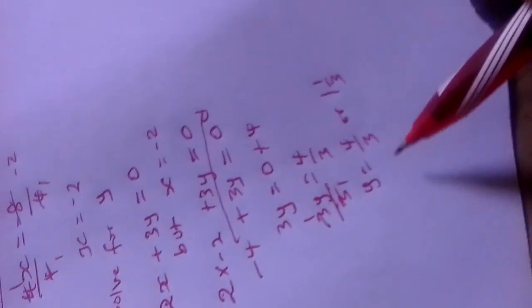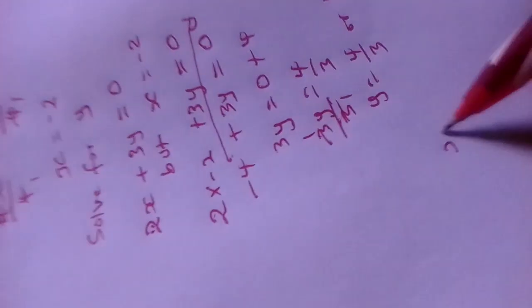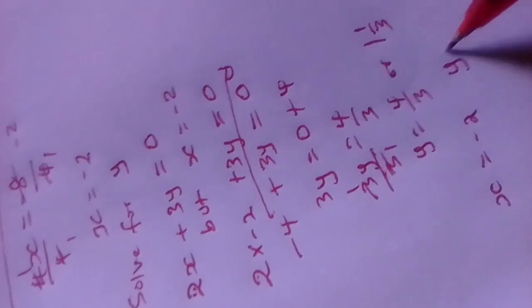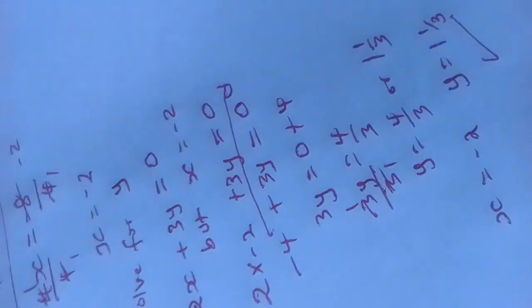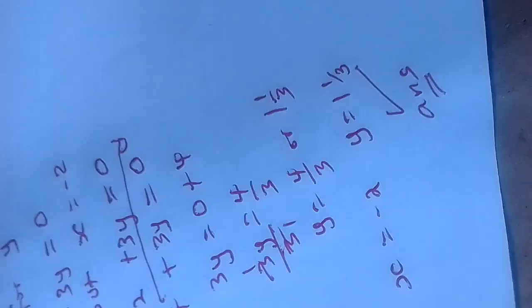So we were looking for the values of x and y. We can say x is equal to negative 2, y is equal to 4 over 3. These are my correct answers. That is how to solve it.